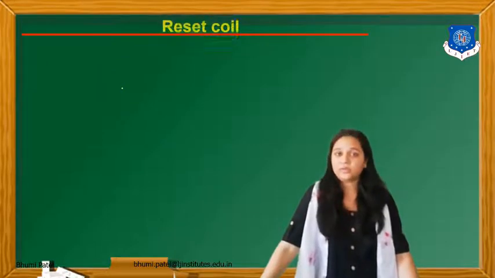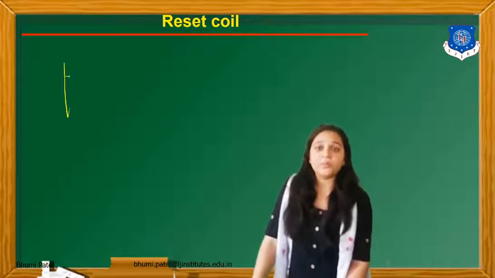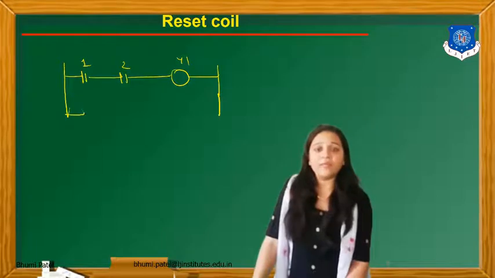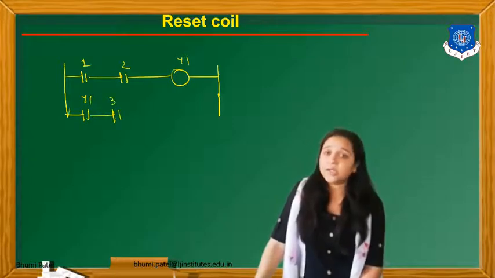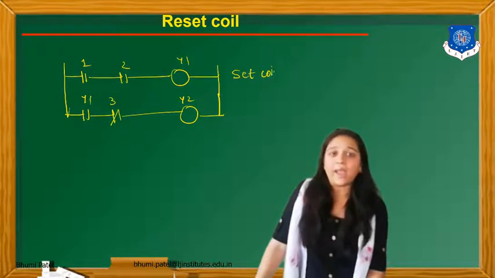Inversely, what is the reset coil? Our program logic is like this. Suppose this is my switch 1, this is my switch 2, and this is my first output Y1. After that, if Y1 is on, we can put Y1 as the input signal. If Y1 is on and the third switch is in the on or off condition, at that time my Y2 will be off. So we can put Y1 as a set coil and Y2 as a reset coil.